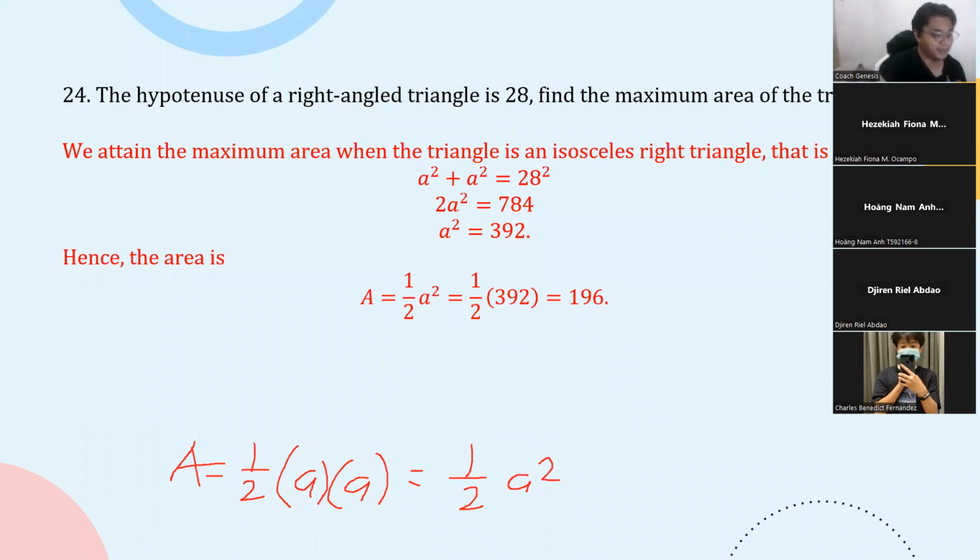So that is number 24. Any questions regarding geometry? Number 19 to 24, right? Yeah, 19 to 24. Any questions? If you have questions, please type it in the chat box. If you have no questions, please type none.